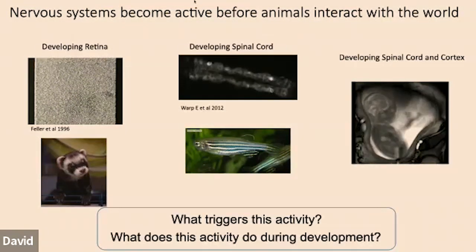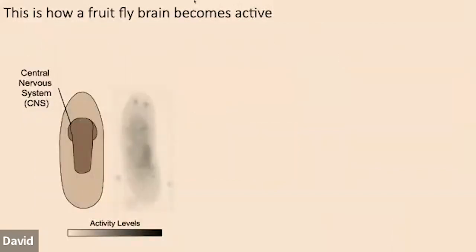And so the question here is what triggers this activity for the very first time, and how this activity shapes the function of the nervous system. I'm using the fruit fly as a system, and the big advantage here compared to other systems is that you can really pinpoint the very moment when the nervous system transitions to become active.